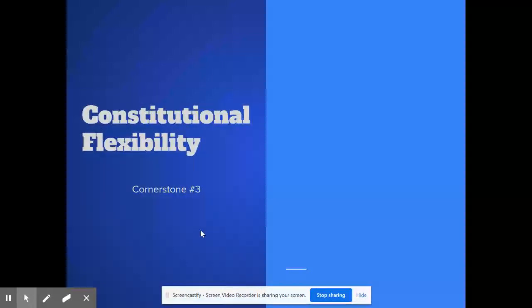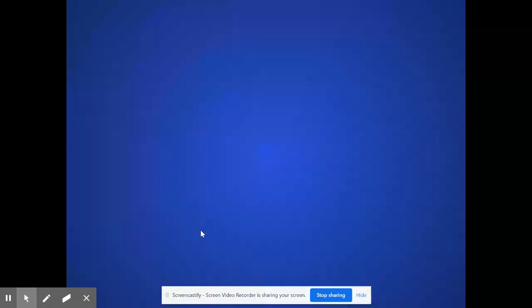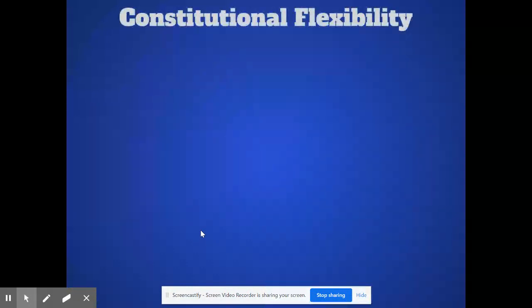The third cornerstone we have is constitutional flexibility. All right, and this is something that has allowed our Constitution to be the longest and oldest Constitution in the world, right? Because it is flexible. This is the ability of the Constitution to adapt for changing needs of the country. This is done a few different ways.